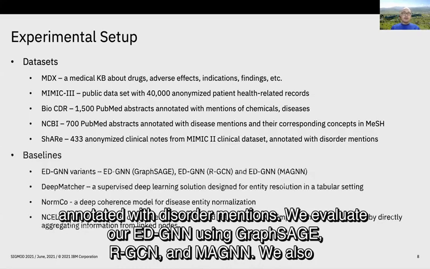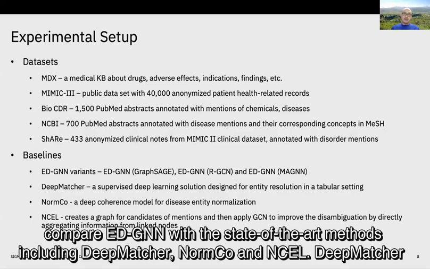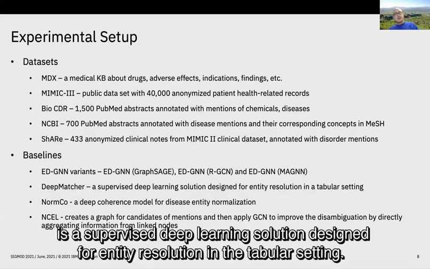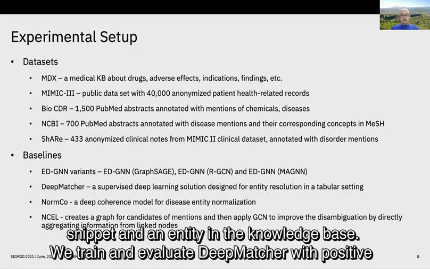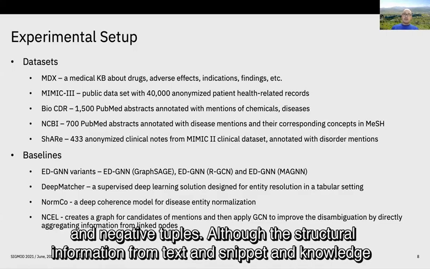We evaluate our EDGN using GraphSage, RGCN, and MAGNN. We also compare EDGN with the state-of-the-art methods, including DeepMatcher, Normco, and NCEL. DeepMatcher is a supervised deep learning solution designed for entity resolution in a tabular setting. In our setting, an input to DeepMatcher is a tuple containing an ambiguous mention from a text snippet and an entity in the knowledge base. We train and evaluate DeepMatcher with positive and negative tuples.